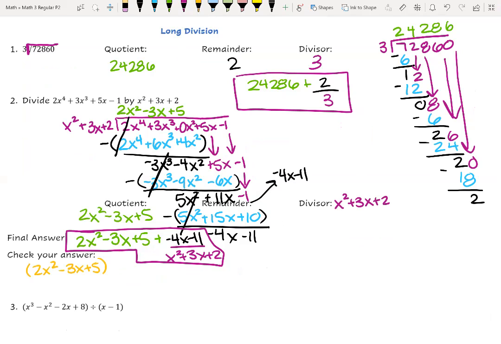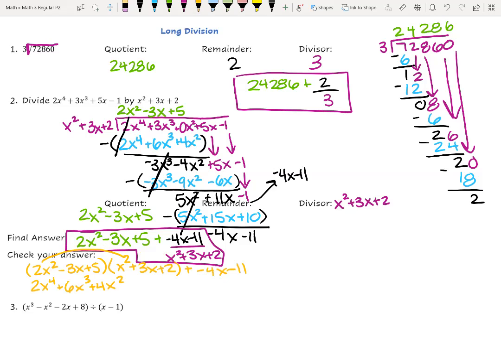It's going to require a lot of distributing. And then I'm going to add on the remainder, the negative 4x minus 11. Okay, so distributing. I got to multiply the 2x squared times each of these. So I get 2x to the 4th plus 6x to the 3rd plus 4x squared.